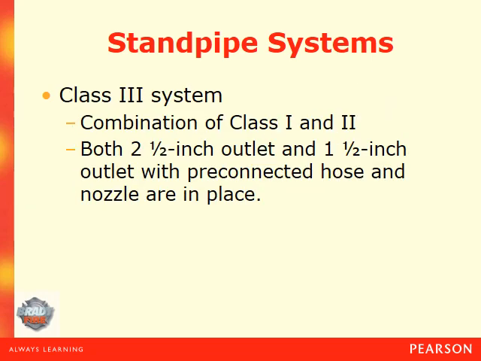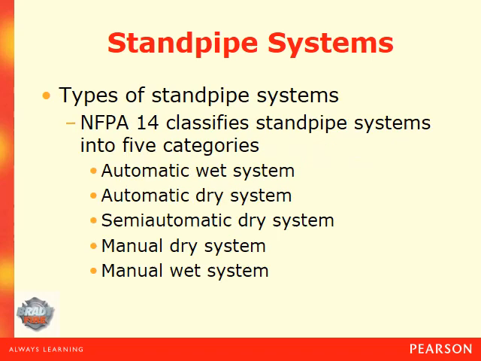Your Class 3 system is a combination of Class 1 and 2. It should have a 2.5-inch outlet and a 1.5-inch outlet with pre-connected hose and nozzles in place. Also to note, with the different classes of systems, the amount of gallons per minute decreases as you go from 1 to 3.